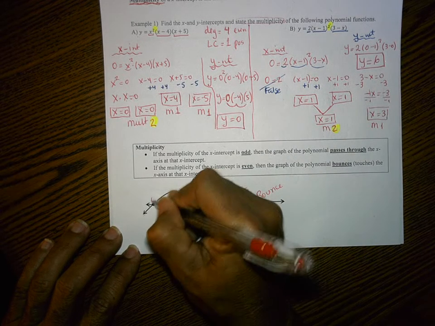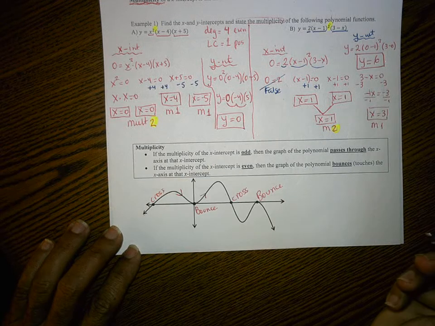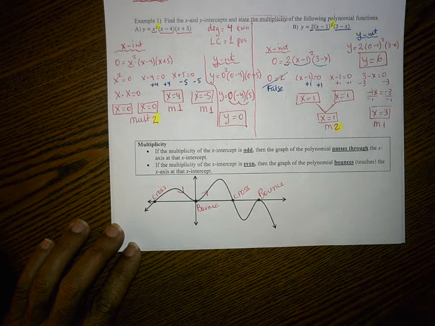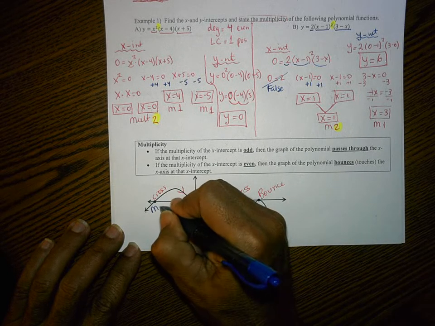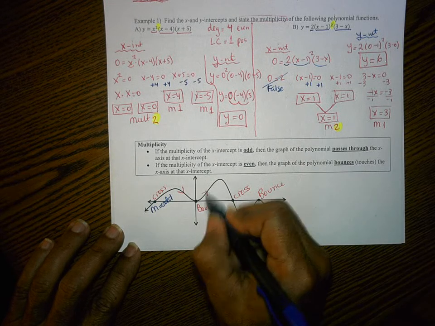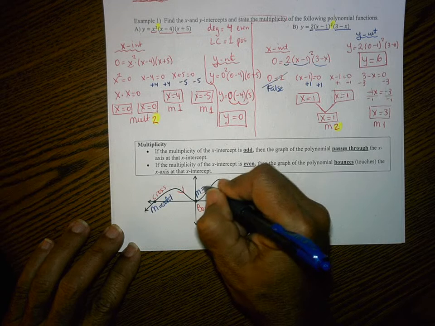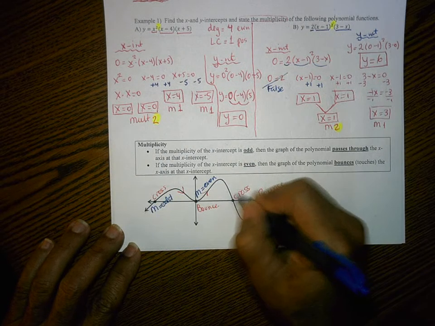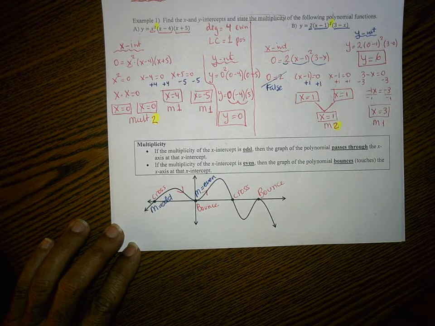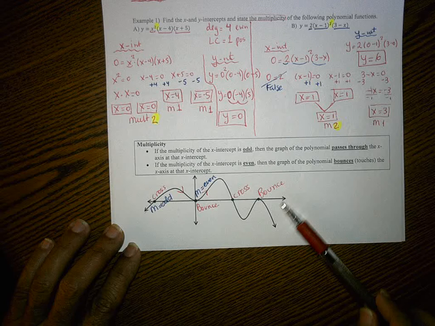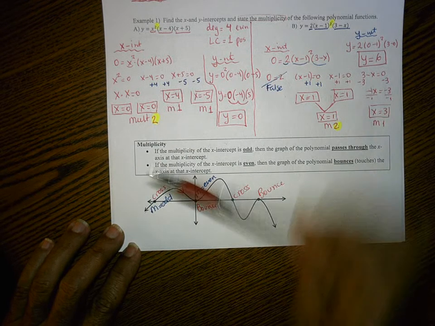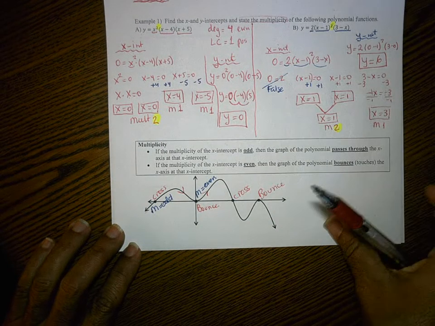We crossed the x-axis. So what that tells me is if I cross the x-axis, the multiplicity was odd, probably the number 1. If it bounced, the multiplicity was even. If it crossed, the multiplicity was odd. If it bounced, the multiplicity was even. That's the reason why we're doing the multiplicity, the bouncing and the crossing. Now we can do a problem from beginning to end to graph it.